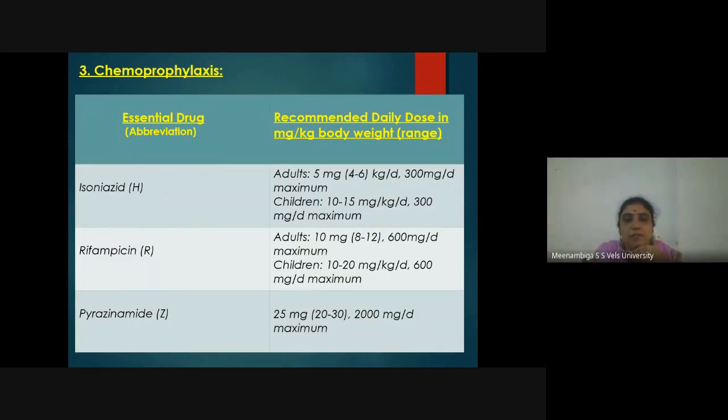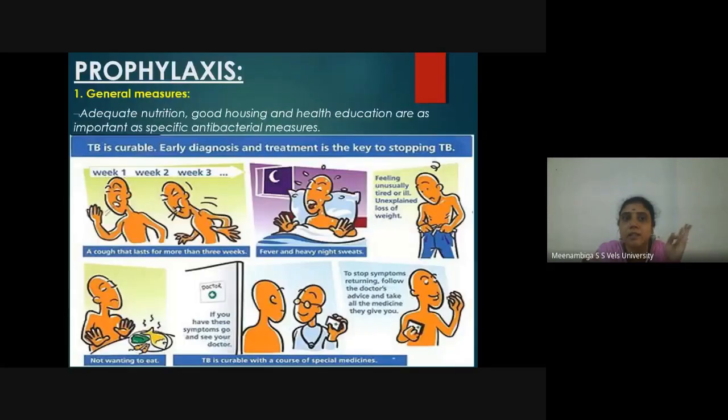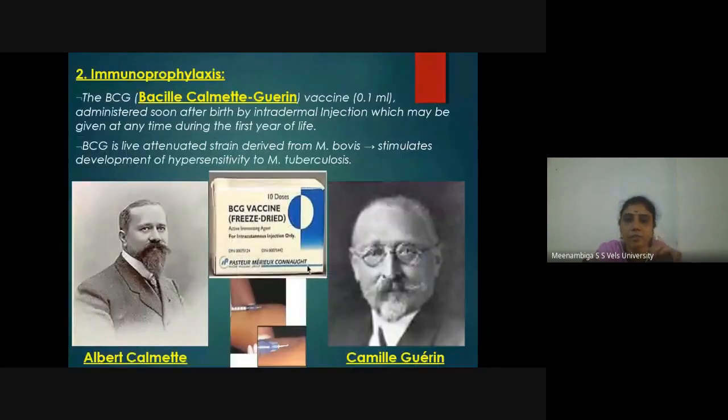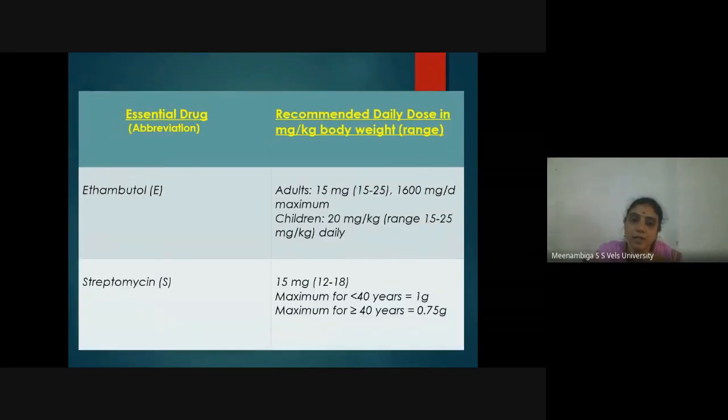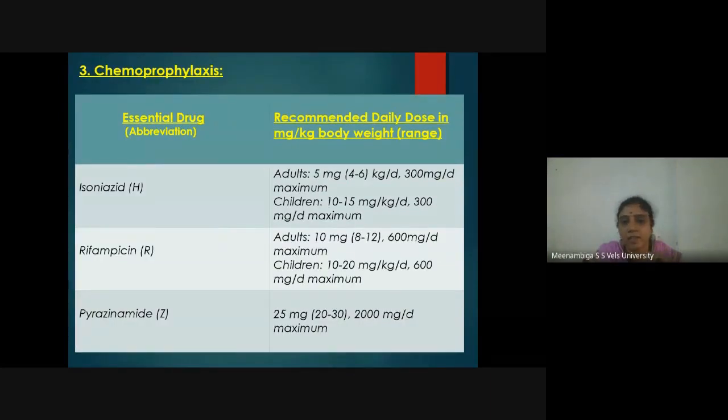Isoniazid and rifampicin. You should not forget this. Okay. So these are the prophylaxis measures taken. General measures like adequate nutrition, good housing, health education, hygienic measures are the normal measures taken. The next one is immunoprophylaxis, that is developing immunity using the BCG vaccine, given during the first year of life. And the next one is chemoprophylaxis, where chemical drugs like isoniazid, rifampicin, pyrazinamide, ethambutol, and streptomycin are given. The first line of drugs are isoniazid and rifampicin.